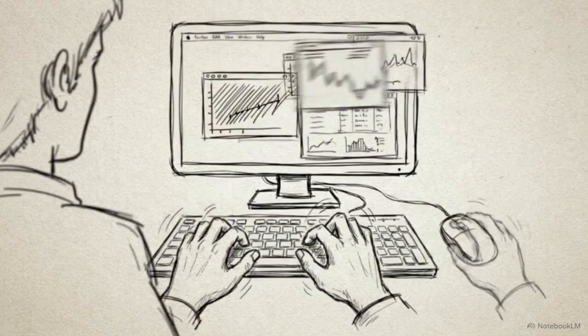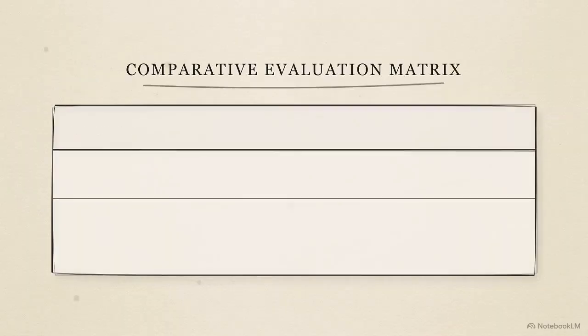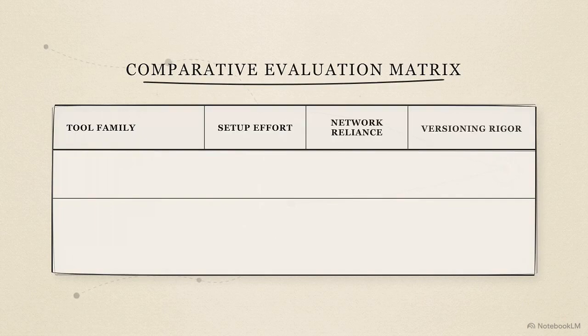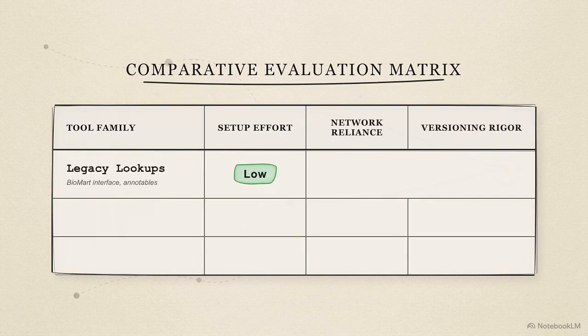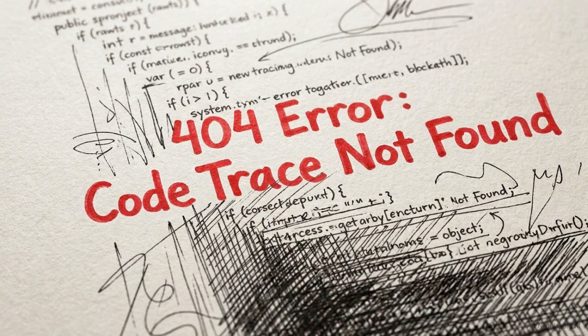This includes manually uploading text files to a web browser or loading static R data packages like annotables. This comparison matrix evaluates tools on setup effort, network reliance, and versioning rigor. For legacy lookups, setup effort is 0. Feed it IDs, get gene symbols instantly. However, older static packages lock to outdated gene models, and web uploads leave no programmatic trail for reviewers. Prioritizing immediate speed by clicking through a web portal removes the code trace, making reproducible standards impossible to meet.